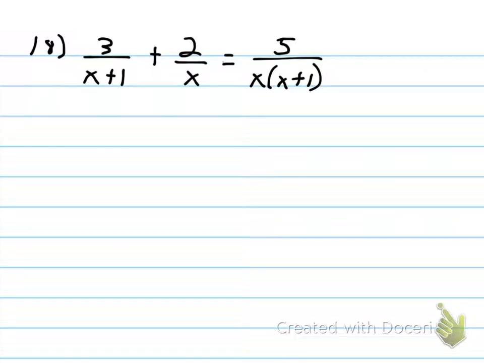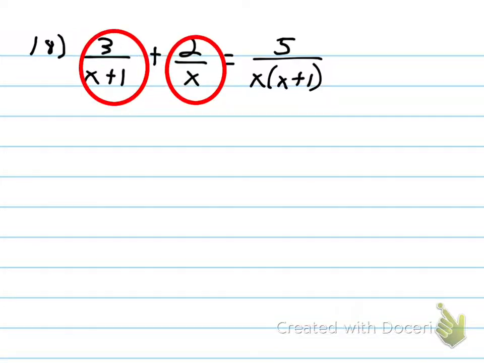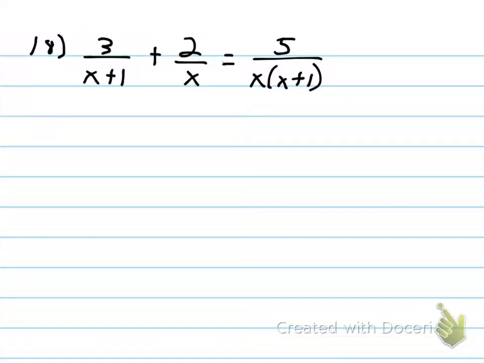All right, no cross multiplying here. I got two fractions on that side. So let's figure out the common denominator again. I'll do it in this corner. X plus 1 is its own factor. X is its own factor. It's going to get its own column.